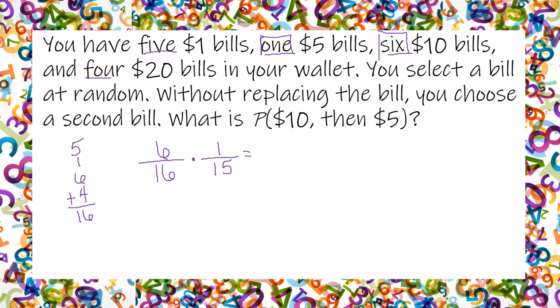So now all I'm going to do is simplify by multiplying. So 6 times 1 is 6, and 16 times 15 is 240. I see both of these are divisible by 6. And I do get 1 out of 40. So I've got a 1 out of 40 chance of getting a $10 bill and then not replacing it and getting a $5 bill.